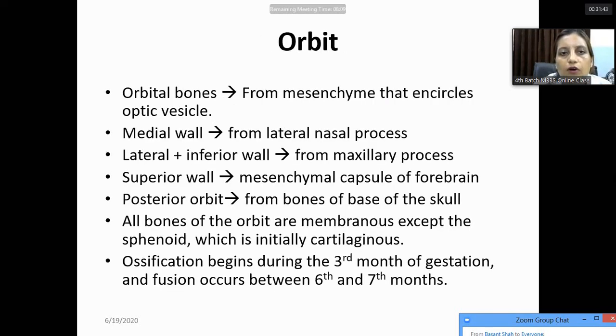So the orbit: the orbital bones form from the mesenchyme that encircles the optic vesicles. The medial wall is from the lateral nasal process, lateral and inferior walls from the maxillary process, the superior wall from the mesenchymal capsule of the forebrain, and the posterior orbit from the bones of the base of the skull. All the bones of the orbit are membranous except the sphenoid, which is initially cartilaginous, and ossification begins during the third month of gestation and fusion occurs between the 6th and 7th month.